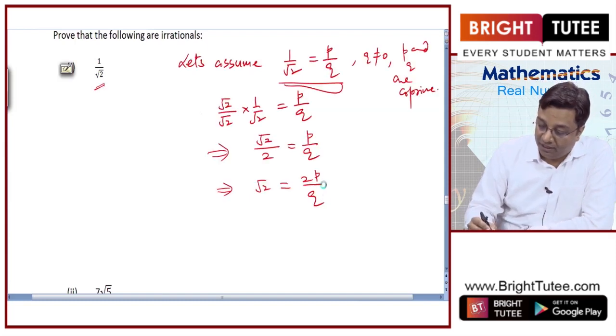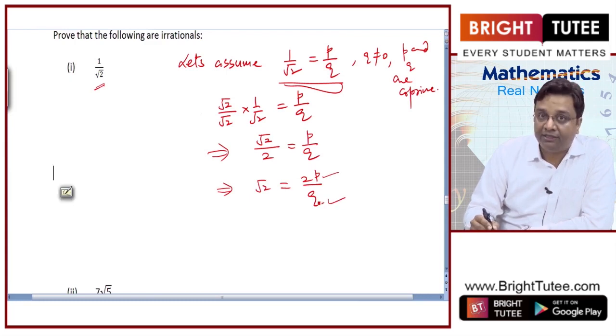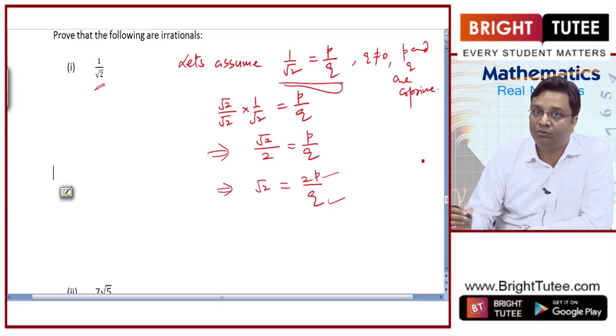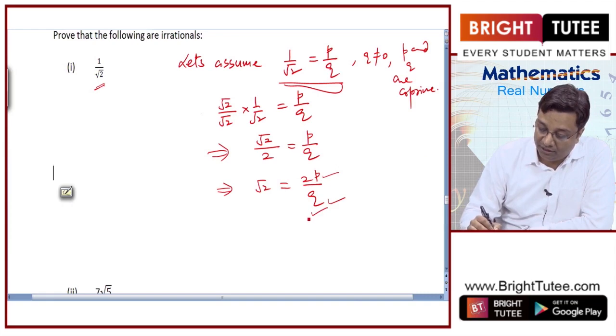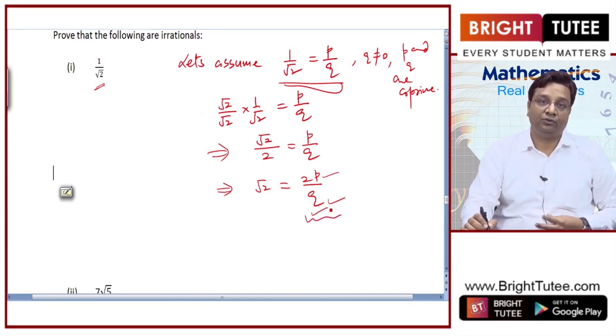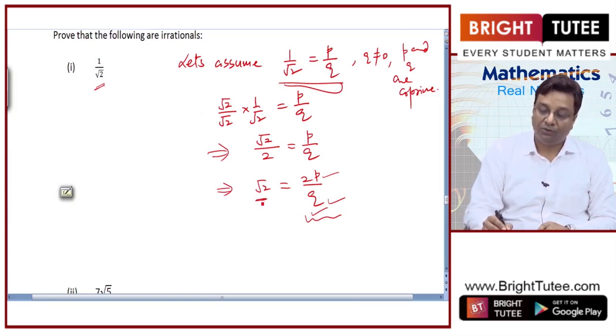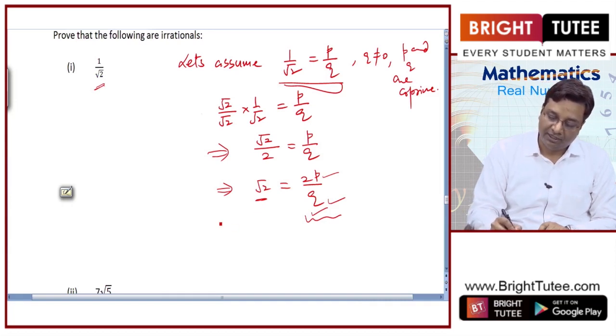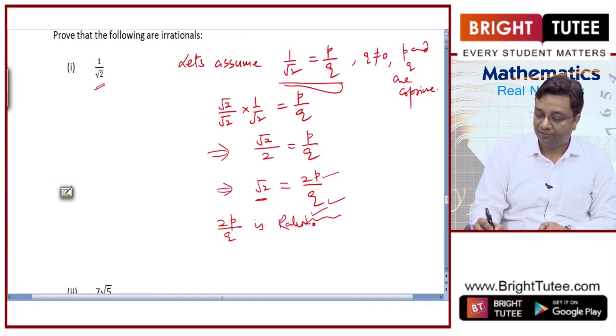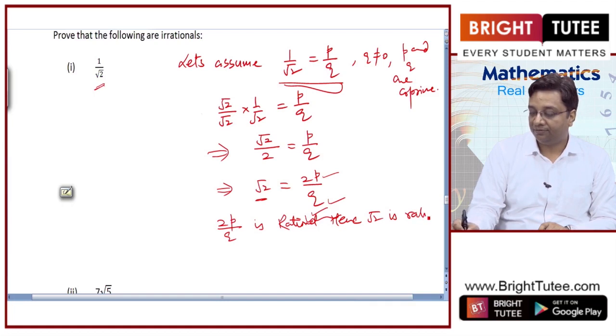Okay, p and q are integers, so 2p and q are also integers. If p is an integer, 2p will also be an integer, and q is non-zero. So this right hand side is written in p by q form, which is rational. But we know that root 2 is irrational. Now the statement that you will make is 2p by q is rational. Hence root 2 is rational.